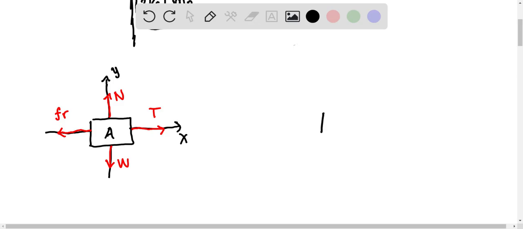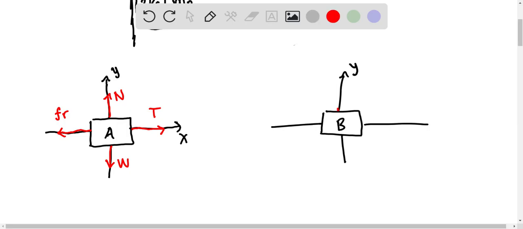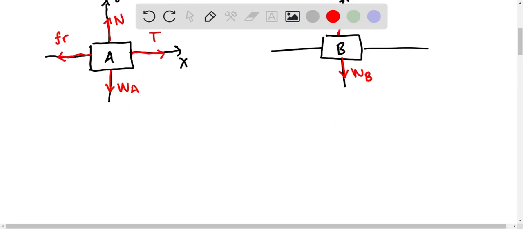For the mass B, we only have forces acting on the y component, and those are the tension and the weight. The tension is the same. We're going to call the first one weight A and here weight B. The tension is the same because they are connected through the same string.